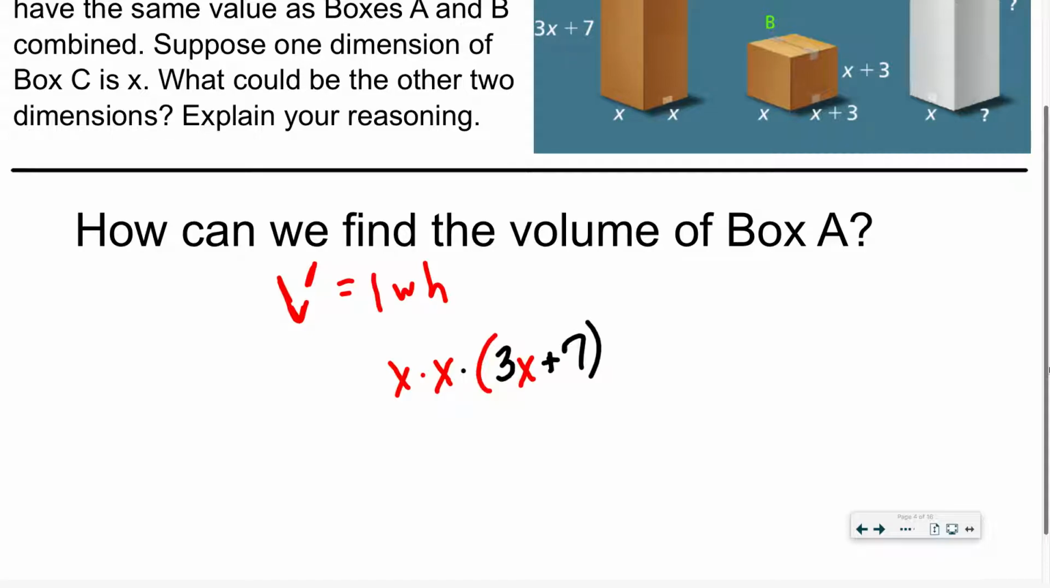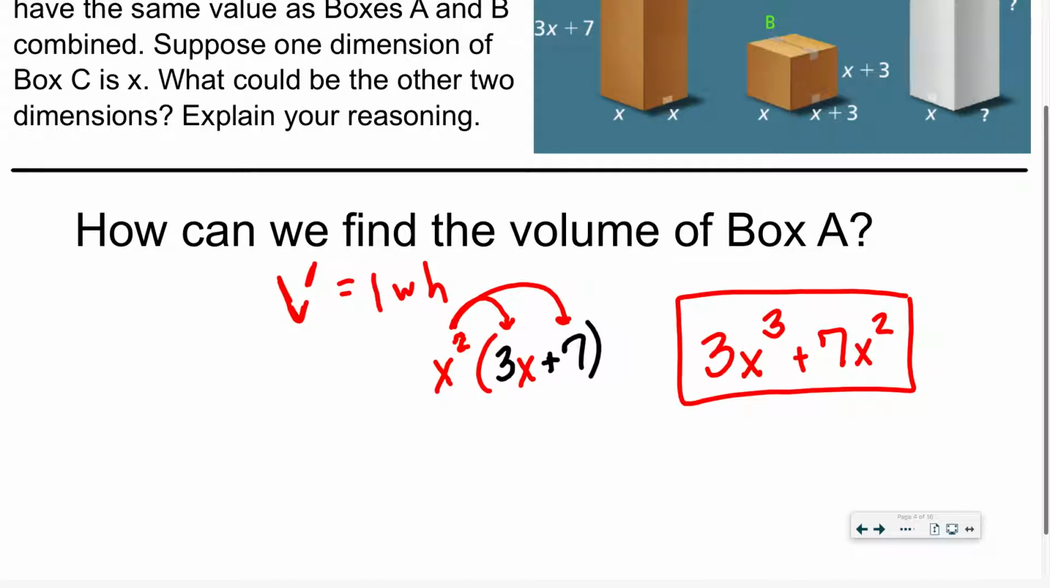Who wants to share what they got when they multiply? Ibrahim, go. 3x cubed plus 7x squared. Now you can do that in stages. x times x is the same as x squared. So if you wanted to multiply it like this, how would you multiply that? Yeah, it looks like the distributive property, which we started at the beginning of the unit. We multiplied a monomial times a polynomial. Right, so we would have 3x cubed plus 7x squared.